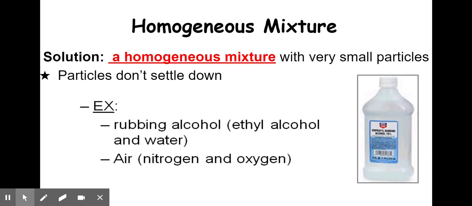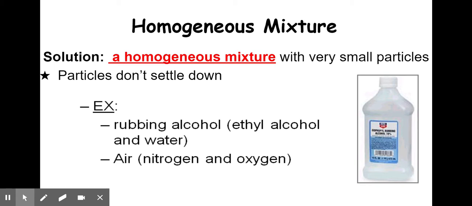Okay, a mixture can be separated into two different kinds. One is called a homogeneous mixture. A typical homogeneous mixture is called a solution. A solution is basically when we mix up two or more things together, and the stuff contained in the solution exists in very small particles. Those particles won't settle down, so it's evenly distributed inside the solution.